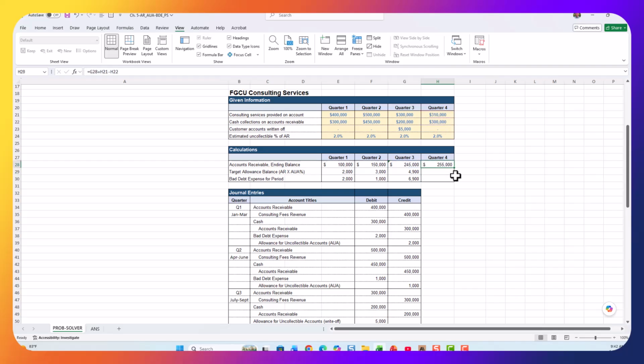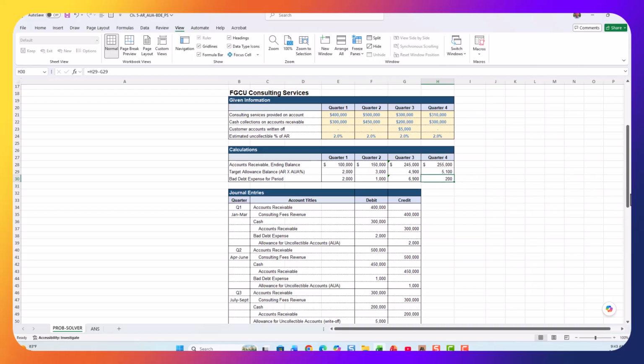The target balance for the AUA account is $255,000 times 2%, or $5,100. The balance in the AUA account at the end of Q3 was $4,900, so we need another $200 to get to the target balance of $5,100.